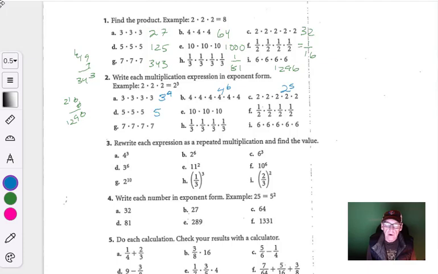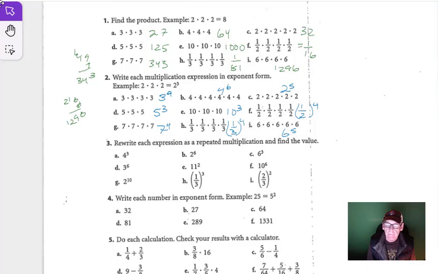5 to the 3rd power, 10 to the 3rd power, 1/2 to the 4th power. And I put parentheses around the 1/2 because it's 1/2 times 1/2 times 1/2 times 1/2. So the half is the base, and it's multiplied 4 times. G, 7 is the base. We get 7 to the 4th. Here we have 1/3 to the 4th power. And here we have 6 to the 5th power.